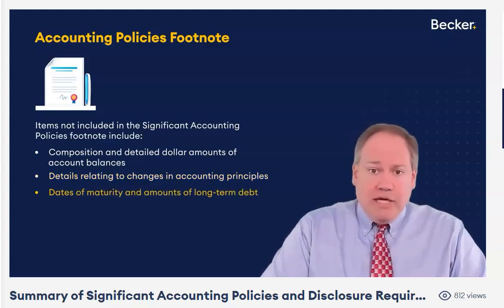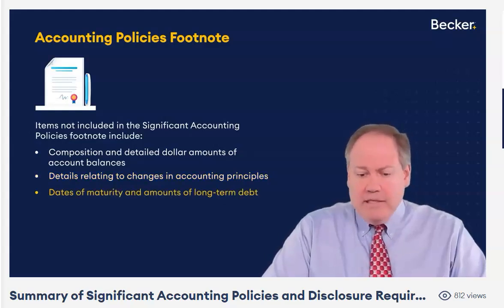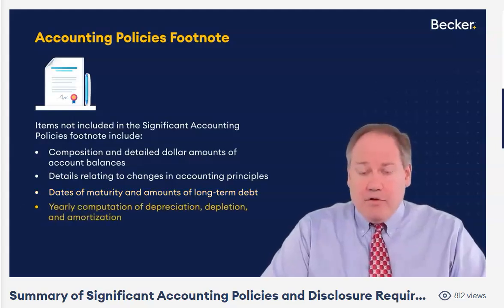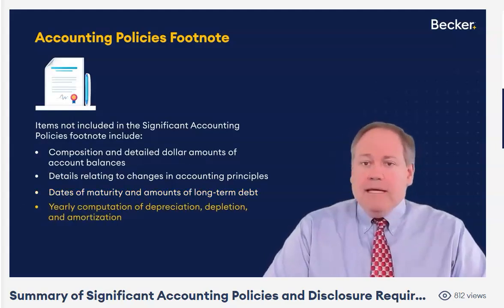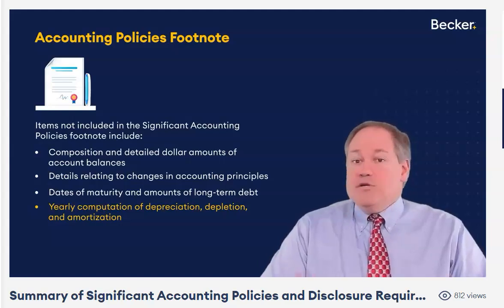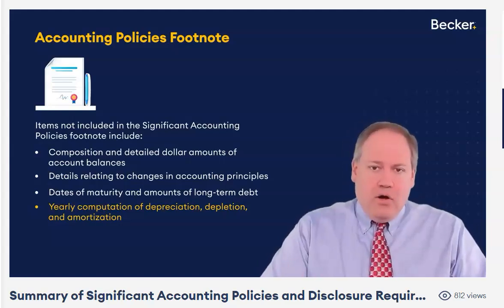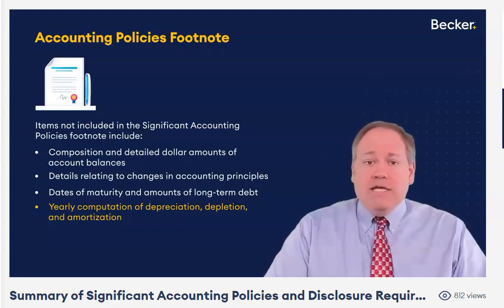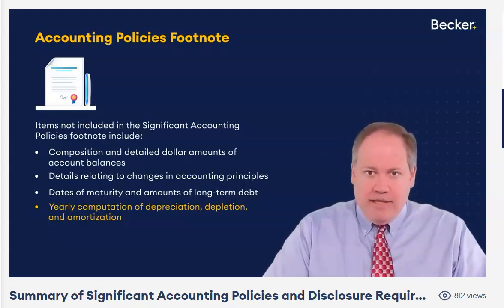Details about maturity dates and amounts of payoffs for debt, computation of amounts for depreciation. As we just mentioned, the policy footnote would simply say, here's how we depreciate. Further on, you'd expect a fixed asset footnote to detail the computation of that depreciation for the year. And that's the key difference.